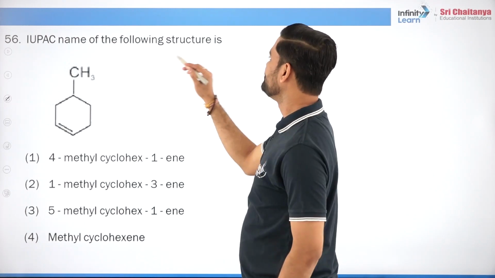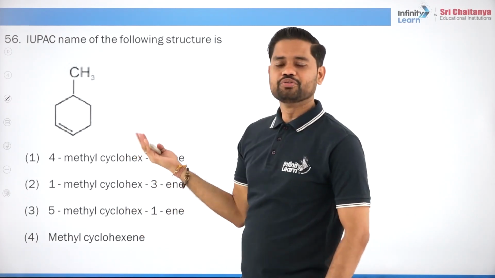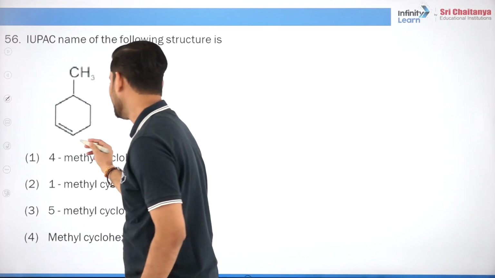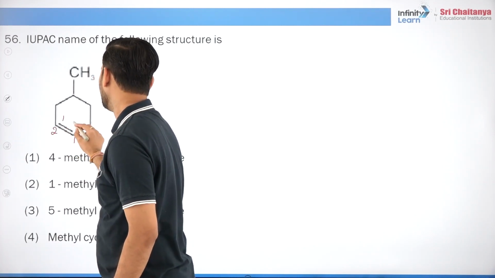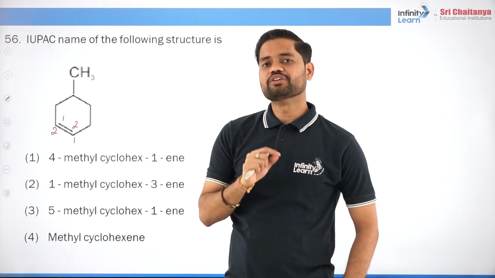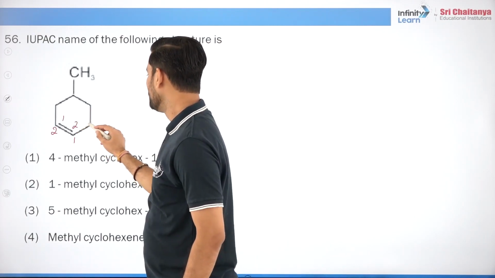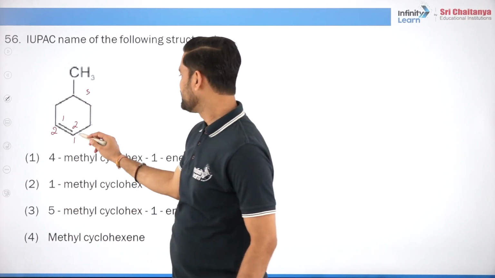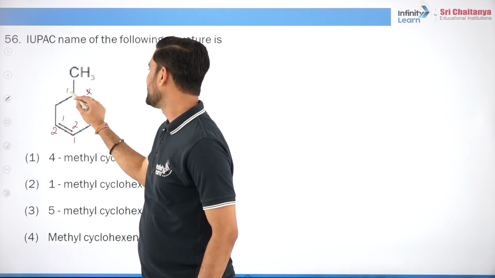Proceeding further, the IUPAC name of the following structure is. According to the IUPAC rule, the double bond should get the least number, that is 1, 2 or 1, 2. In both the cases, they are getting the least number. Now the priority goes to the substituent. If I go from this side, 1, 2, 3, 4, 5, I am getting 5. But from this side, 1, 2, 3, 4. So I'll cancel this and keep 4.